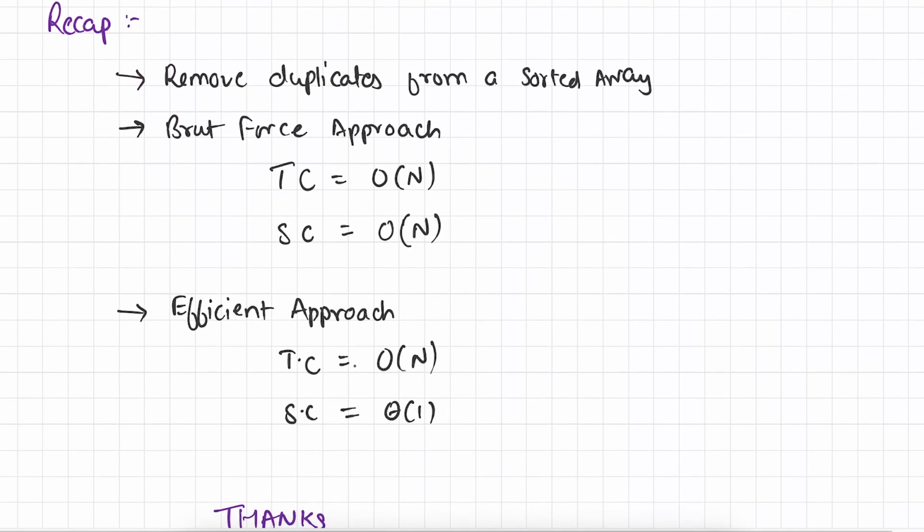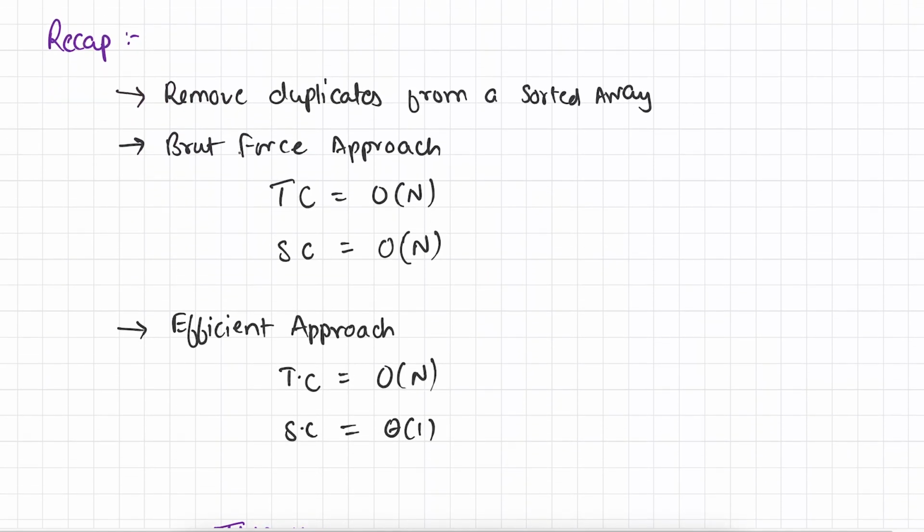So before we end this video, let's have a quick recap of what we have done so far. We are given an array which contains distinct elements along with the duplicate copies of those distinct elements, and this array is sorted in ascending order. We saw the brute force approach to solve this problem. In that approach, we used one temporary array to track the distinct elements, and then we simply copied all the distinct elements to the main array. The time complexity came out to be big O of n and the space complexity came out to be big O of n, as we are using extra space here.